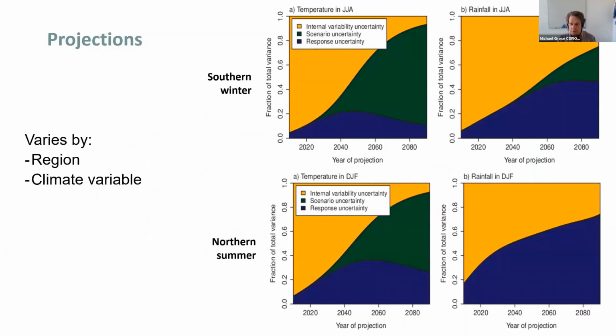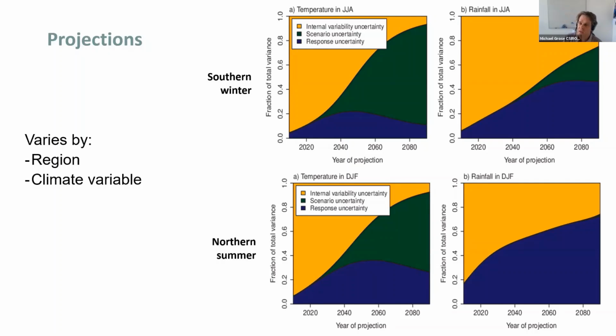This same representation for northern summer and southern winter, the corresponding wet season in the south and north, shows how these various contributions to the total of what we experience vary a lot, not only by region and how big that region is, but also by variable. So temperature in winter in southern Australia is not too different from northern summer, but you can see the blue contribution on the bottom there is a bit bigger. We're a little less certain about what the response to emissions is.